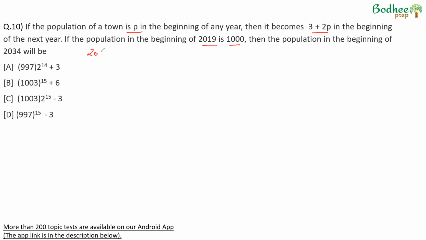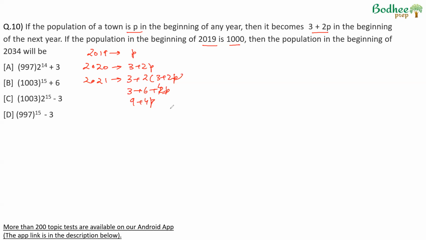Now, if in 2019 the population was P, in 2020, 1 year later, it becomes 3 plus 2P. In 2021, it becomes 3 plus whatever it was existing. So 3 plus 2 into 3 plus 2P. P comes here, so this entire thing will come here. So this is nothing but 3 plus 2 3s are 6 plus 2P, which is 9 plus 4P, sorry. 9 plus 4P.